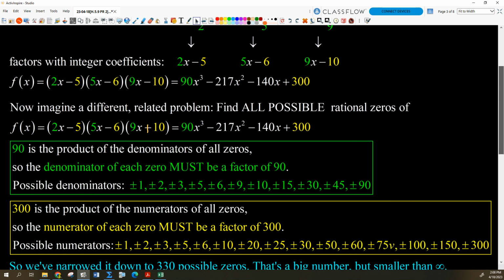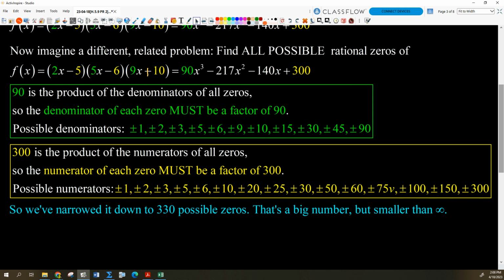Like if I didn't know where those came from and I wanted to make a possible list of all rational zeros, well, then the denominators would have to consist of all the possible factors of 90, wouldn't they? Because I know that the denominators multiplied to 90. I don't know which specific denominators they were, though, if I don't know where these came from. If I just started with the polynomial, I would have no idea what the original denominators were. All I know is that they multiplied to 90, okay?